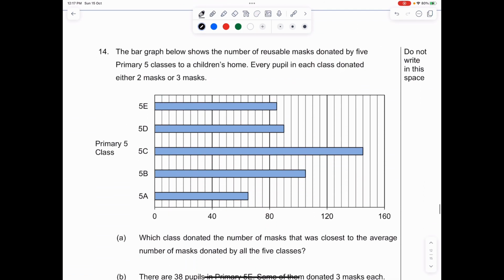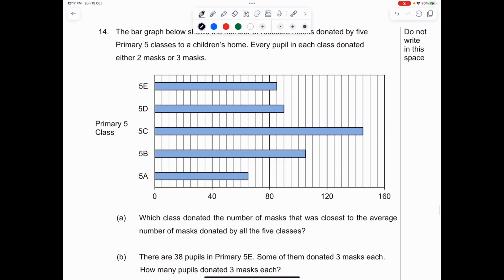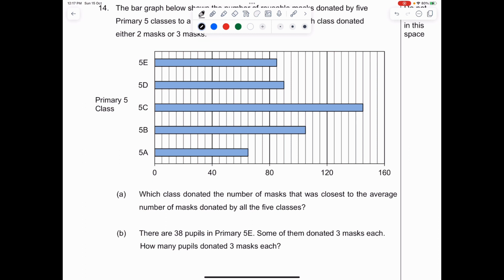Next. The bar graph below shows the number of reusable masks donated by 5 classes to a children's home. Every pupil in each class donated either 2 or 3 masks. Which class donated the number of masks that is closest to the average number of masks donated by all 5 classes? So the first thing we're going to have to do is to find out how much each class donated, right? So we will have to take reference from the graph.